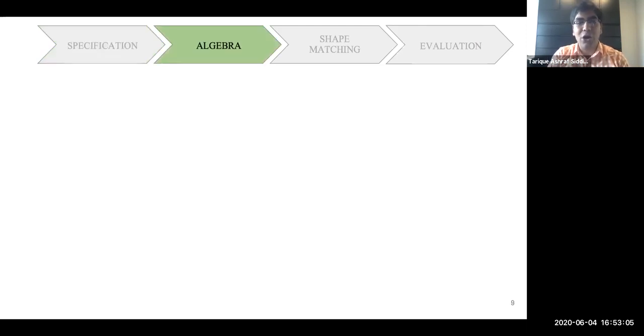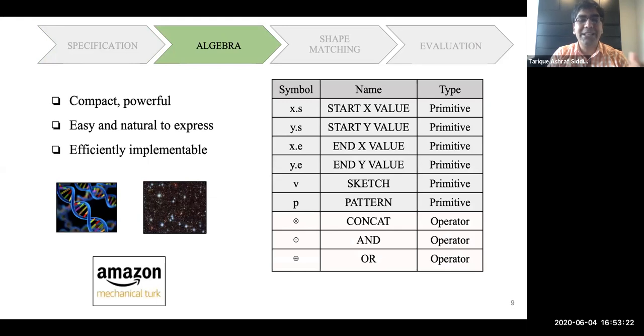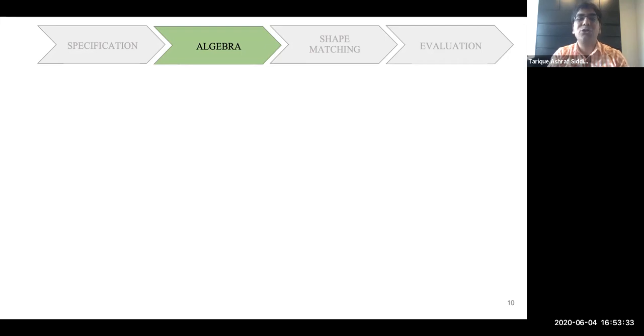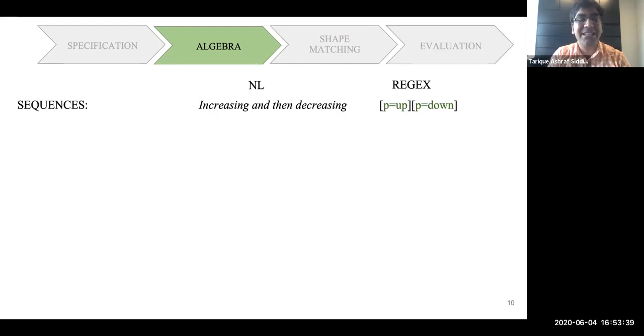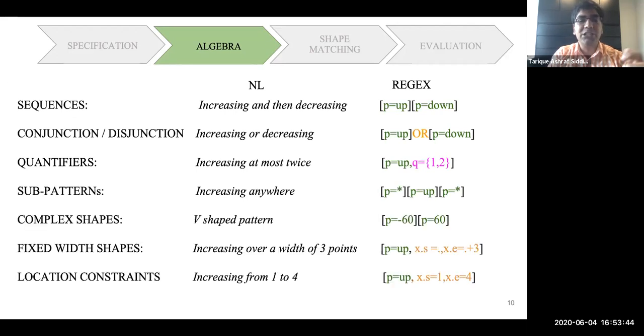All natural language, regex, and sketched queries are internally translated to a shape algebra. Shape algebra consists of a small set of primitives and operations that help compose a large variety of shapes on the fly. Our core primitives are shown here in the slide. We developed this algebra after many discussions with domain experts from genomics and astrophysics, as well as after studying a large corpus of pattern queries collected via Mechanical Turk. We show in our paper that this algebra is quite expressive. It can capture a rich variety of pattern matching queries involving sequences, conjunctions, disjunctions, quantifiers, as well as various constraints on the width and locations of patterns.